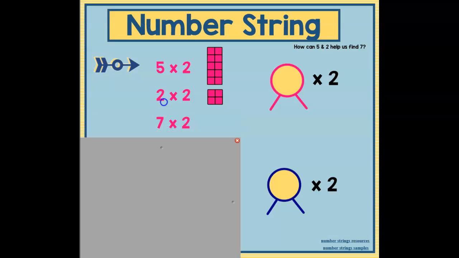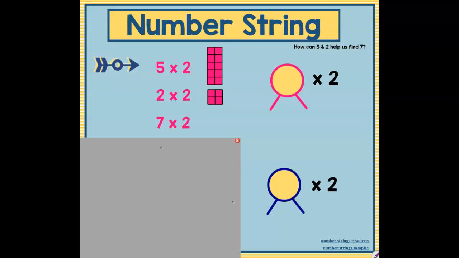So then if I have 7 groups of 2, how could I use what I know about 5 groups of 2 and 2 groups of 2 to help me calculate 7 groups of 2, or 7 times 2? Teachers pause. Students, discuss with your elbow partner or your table partner, how might you use the 5 times 2 and the 2 times 2 to help you figure out 7 times 2?